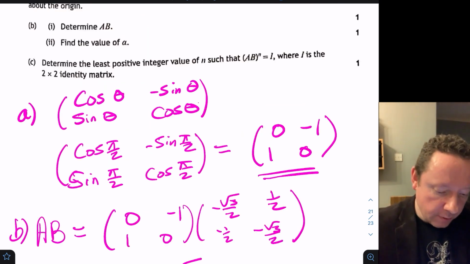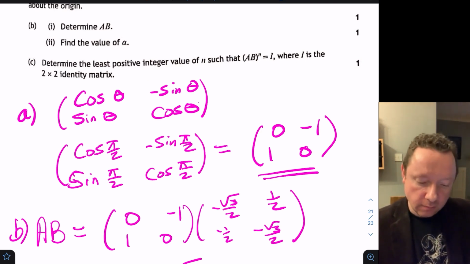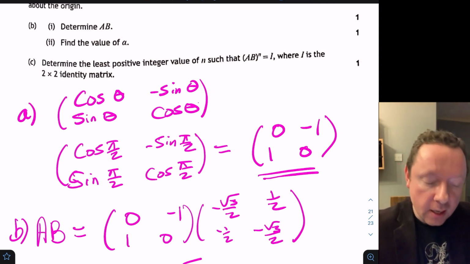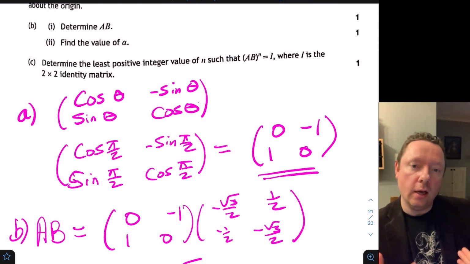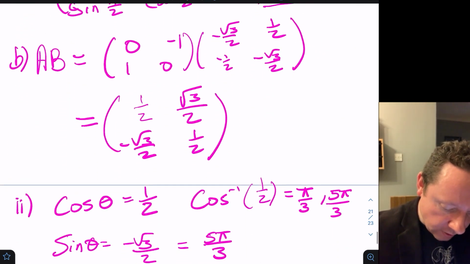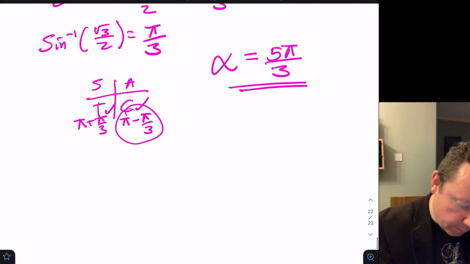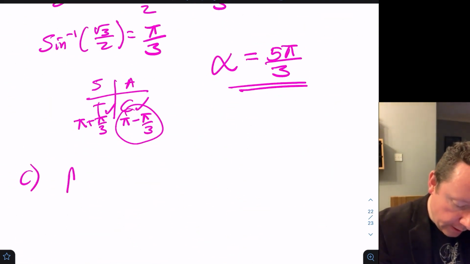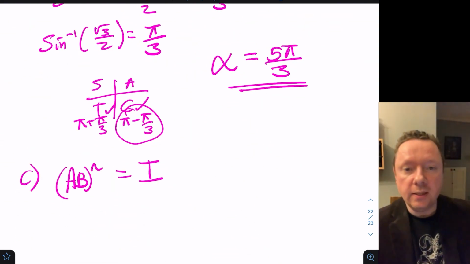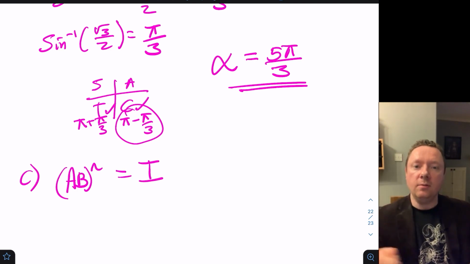Part C, determine the least possible value of n such that AB to the n equals I, where I is the 2 by 2 identity matrix. A couple of ways you can do this actually. You could just keep doing it over and over again, but there is a simpler way. If we think of AB as our rotation of 5 pi over 3, we're saying that AB to the n equals the identity matrix, which means, if you think about it, going around 5 pi over 3, how many times does it have to go around 5 pi over 3 till it gets back to where it started?